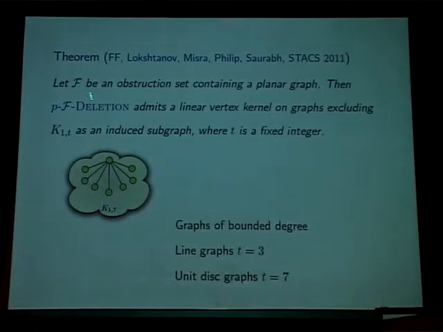If I have a set F which contains as an obstruction a planar graph, then this parameterized F-deletion problem admits a linear vertex kernel on graphs excluding the star K_{1,t} as an induced subgraph, where t is some fixed integer. So for example, this class of graphs contains graphs of bounded degree, because if my graph is of bounded degree, I cannot have this induced star as a subgraph. Line graphs are the famous example: claw-free graphs, and line graphs are claw-free graphs. Another example is unit disk graphs. It is known that any unit disk graph, the intersection graph of unit disks on the plane, also doesn't contain this K_{1,7} star as an induced subgraph.